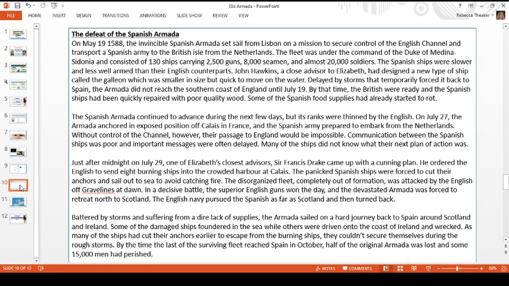So on the 19th of May 1588, the invincible, or so they thought they were invincible, Spanish Armada set sail from Lisbon on a mission to secure control of the English Channel and transport a Spanish army to the British Isles from the Netherlands. The fleet was under the command of the Duke of Medina Sidonia, and it consisted of 130 ships carrying 2,500 guns, 8,000 seamen and almost 20,000 soldiers.